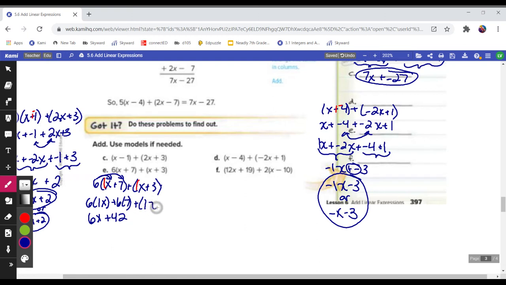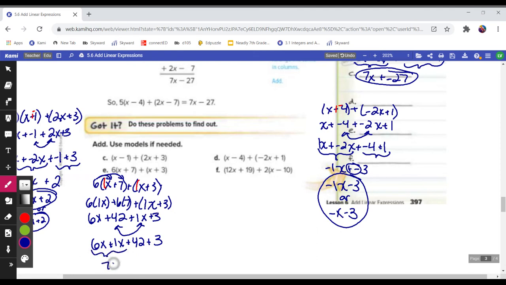So that's adding the quantity 1x plus 3. So then I add 1x plus 3. I'm going to change the order of 42 and 1x because it's the commutative property of addition. 6x plus 1x plus 42 plus 3.